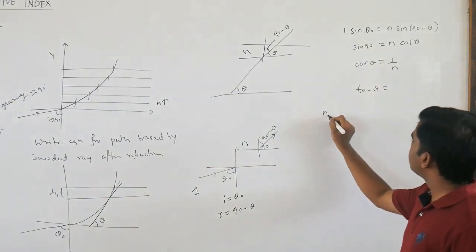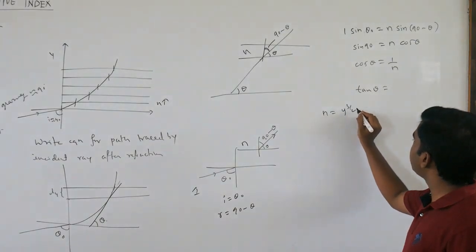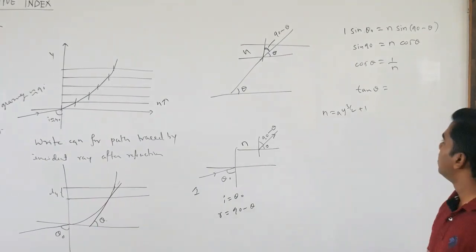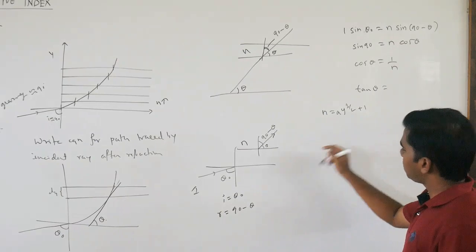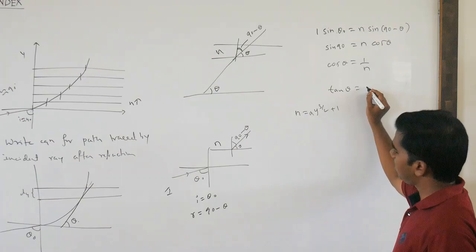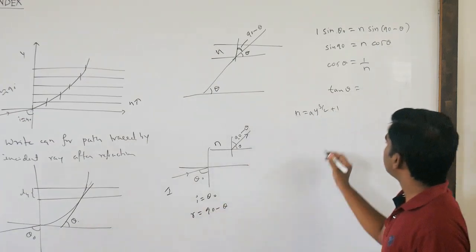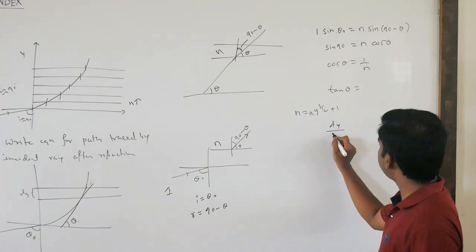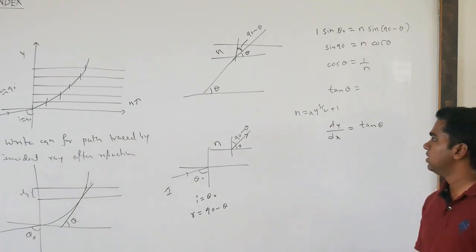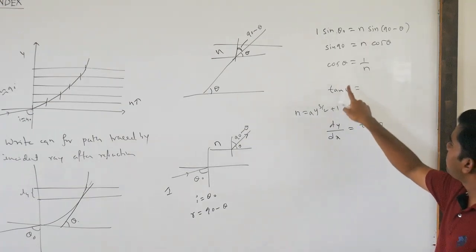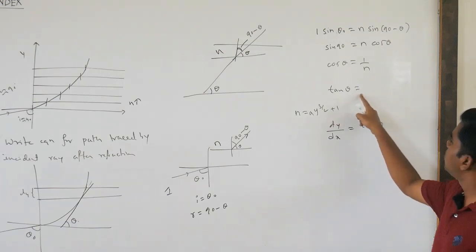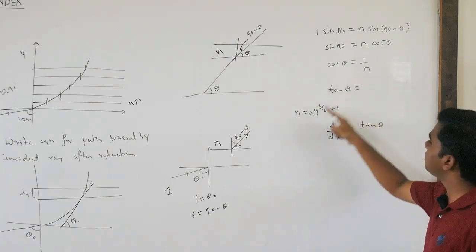They may give n in terms of y. n may be something like y raised to 3 by 2, or some constant a plus 1, or whatever. So from here you can get the tan theta value. And you can equate tan theta to dy by dx. Tan theta equals dy by dx, and it is going to be in terms of y, because n is in terms of y.